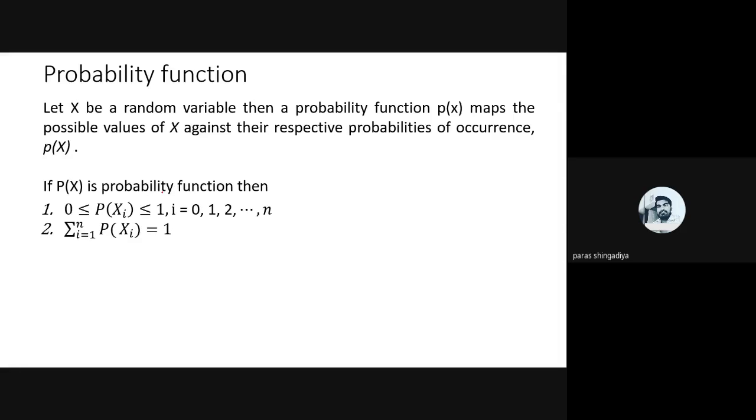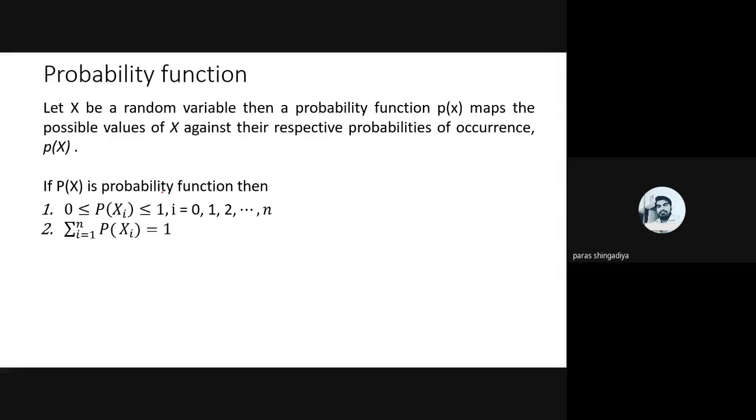Meaning, whatever probability answer comes, it should be between 0 and 1. That is, 0 less than or equal to p of xi less than or equal to 1 for any i equal to 0, 1, 2, 3 up to n. Clear? So your probability answer should be between 0 and 1. And then the next step: the sum of the probabilities, what should the sum be? That is equal to 1. Clear? Then it is called a probability function.